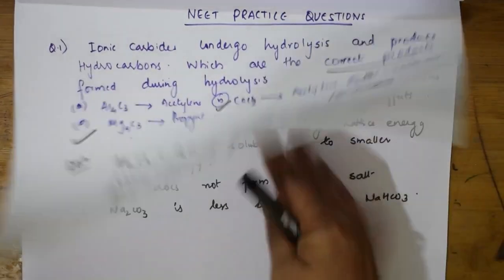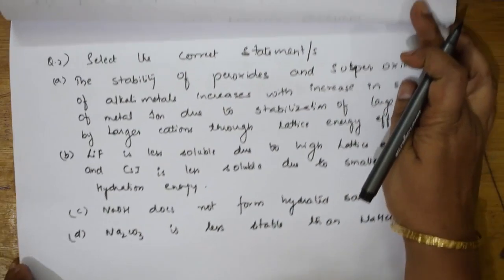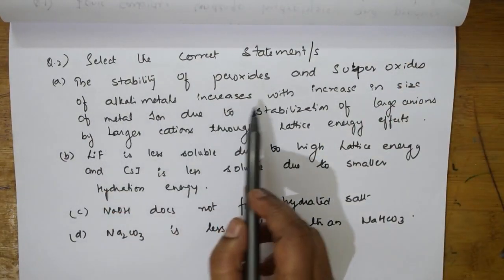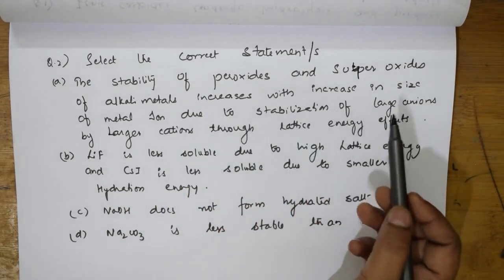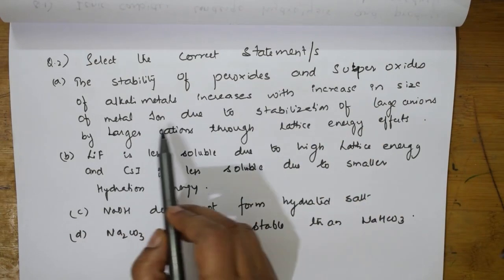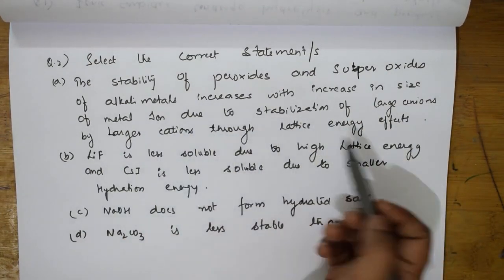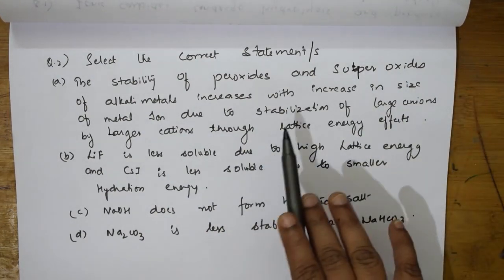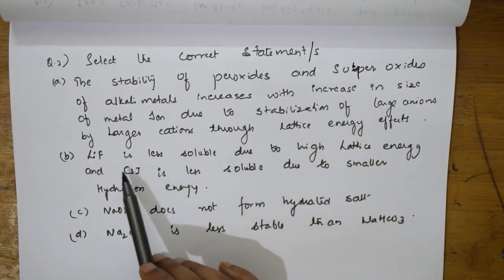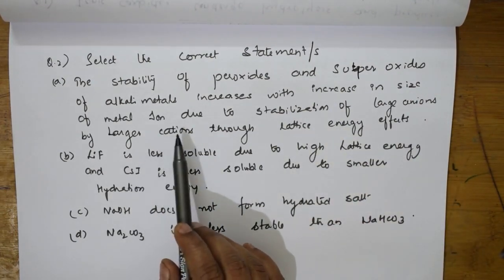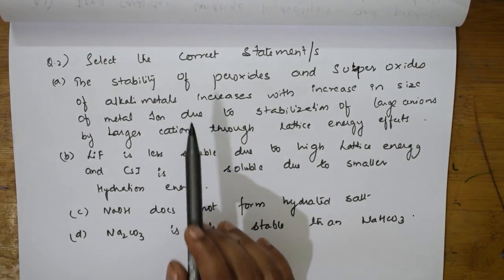In the next question, what do they give me? Select the correct statement. The stability of peroxides and superoxides of alkali metals increases with increase in size of the metal ion, due to stabilization of large anions by larger cations through lattice energy effects. They're speaking in terms of the stability of peroxides. Whether this is right or not, let us see, because there may be two or three options correct, I said. So this statement is 100% correct.